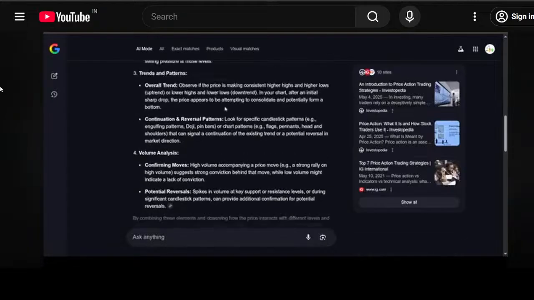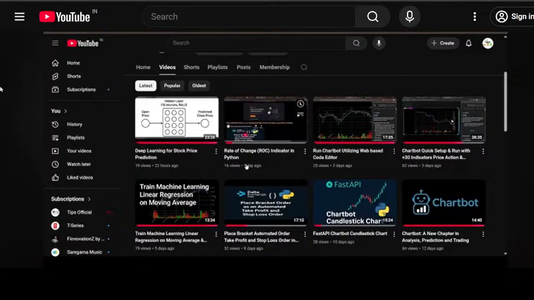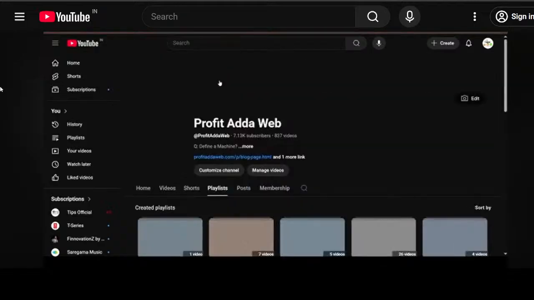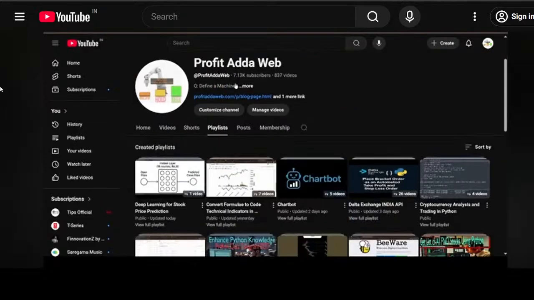In some of the videos I've shown how you can run and go with the MCQ, especially for the Rate of Change, ROC, indicator. You will be able to understand your indicator as deeply as possible, and after that you can try to code it, which will be great. Playlists are available, so you can check those as well. This chatbot has especially been created for learning purposes.